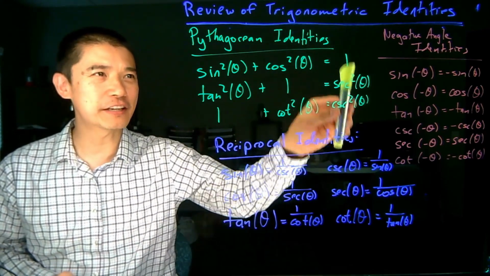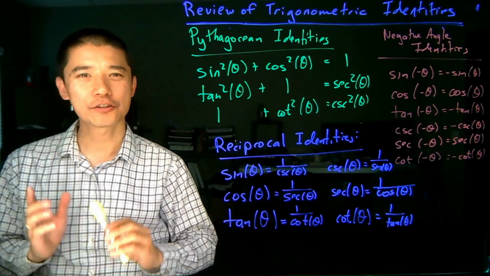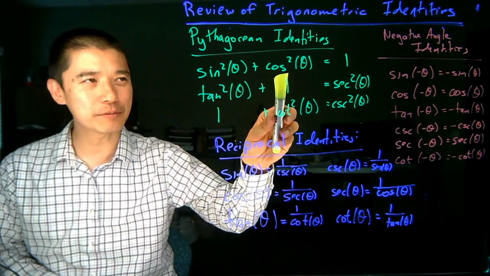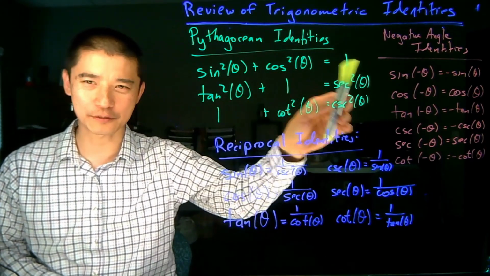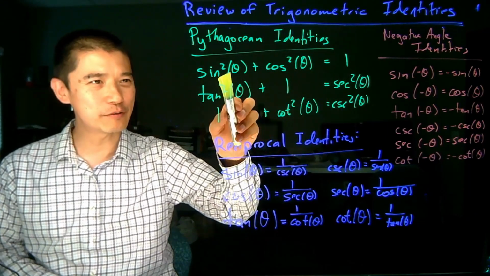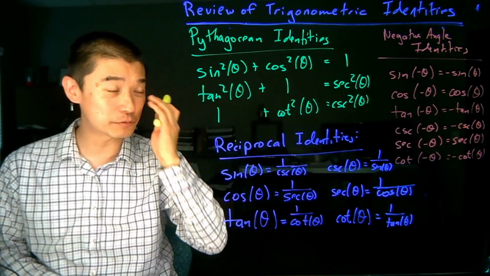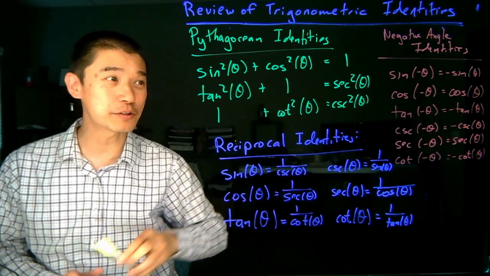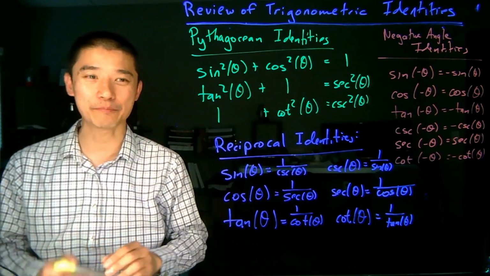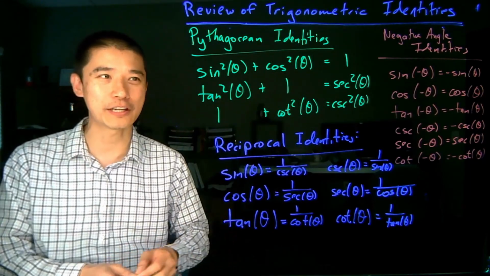Well, the first group of identities are the Pythagorean identities. So you might remember sine squared theta plus cosine squared theta equals 1. This was sort of the primary version, and then we've got tangent squared plus 1 equals secant squared, and 1 plus cotangent squared equals cosecant squared. We got those by taking this and dividing it by either sine squared theta or cosine squared theta.